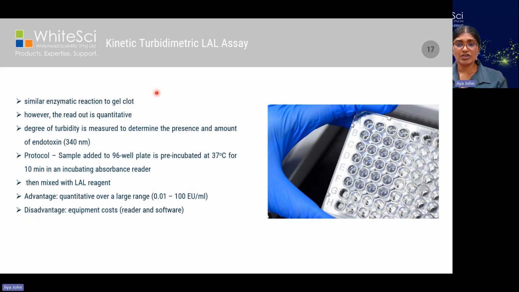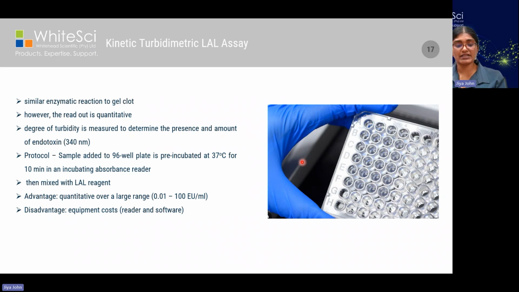For this assay, you would need a 96-well plate where the sample is added, and an incubating absorbance reader, because the sample has to be pre-incubated at 37 degrees for 10 minutes in this incubating absorbance reader before you add your lysate. That is the difference between the normal gel clot assay and the kinetic assay.